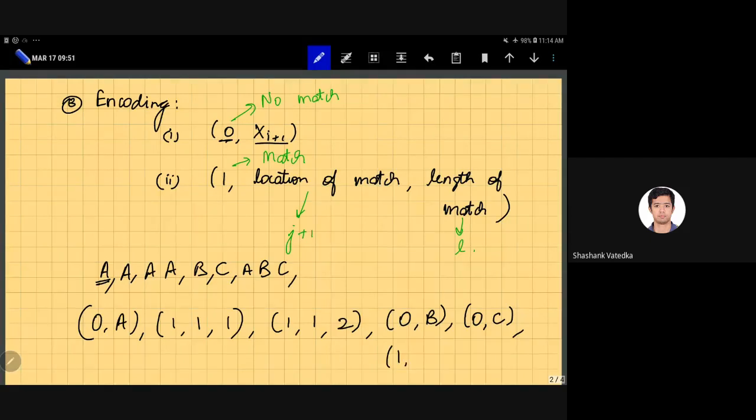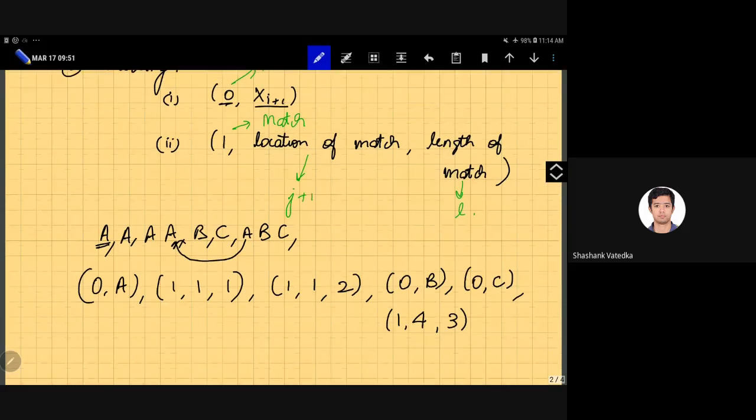And what about the last phrase? It is 1 because there is a match. The location is the fourth location, so it's the fourth symbol. And the length of the match is 3. Right? So this is the encoding of each phrase. So the encoding consists of a bit and then either a symbol xi plus 1, or it's going to contain two positive integers, which correspond to a location and a length.